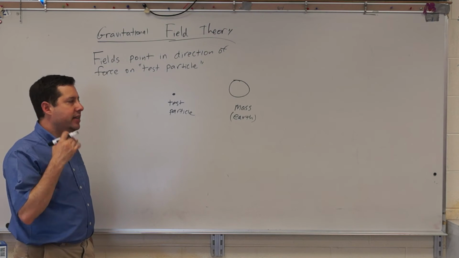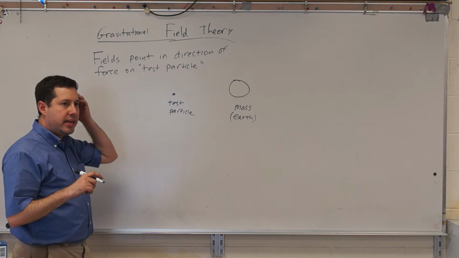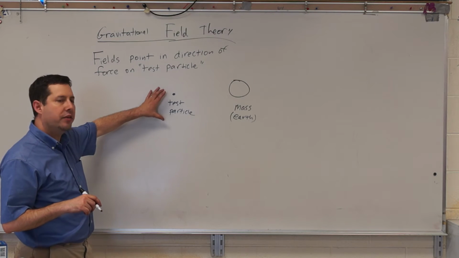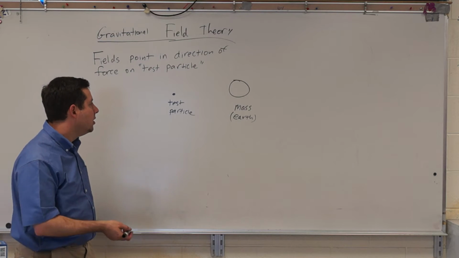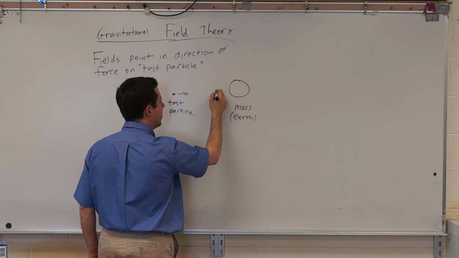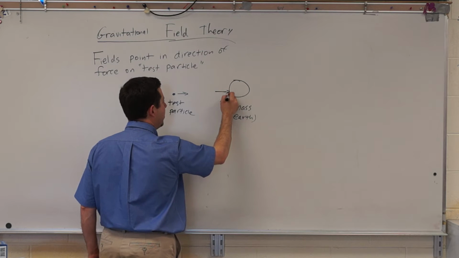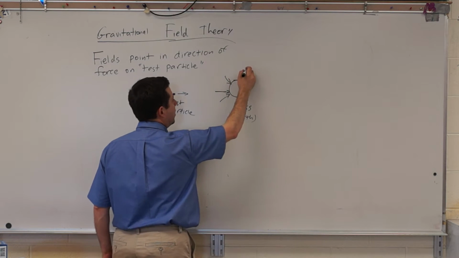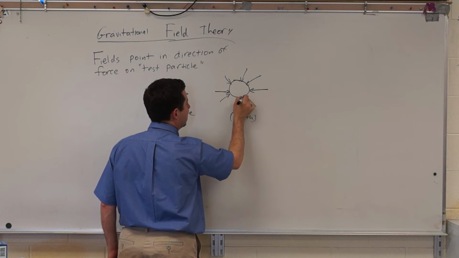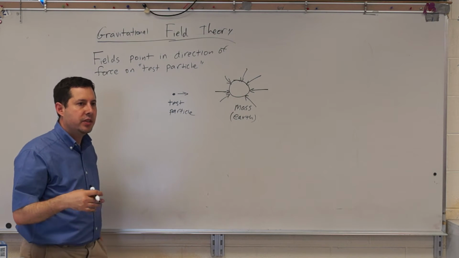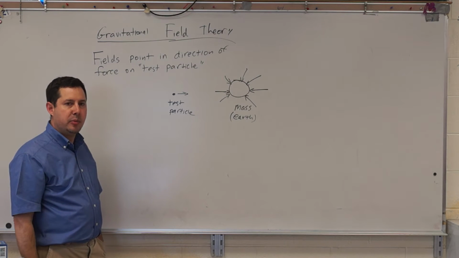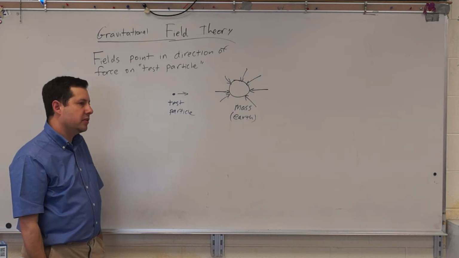And what we find is that if that's the Earth and this is the test particle, the gravitational field lines should point in the direction of the force on the test particle. So in this case, the force on the test particle is towards the Earth, and you really can have any number of test particles in any direction. So the gravitational field lines should point towards the surface of the planet, meaning objects near the surface of the planet are going to feel a force towards the surface of the planet.